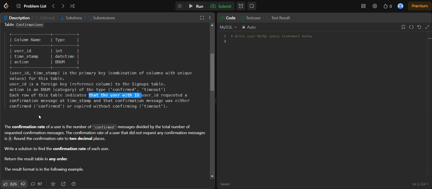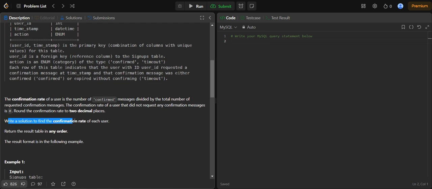So the question is, find the confirmation rate of the user. The confirmation rate of a user is the number of confirmed messages divided by the total number of requested messages. Write a solution to find the confirmation rate of each user. So what is the confirmation rate? It is given by this definition: total confirmed messages divided by total number of requested confirmation messages.